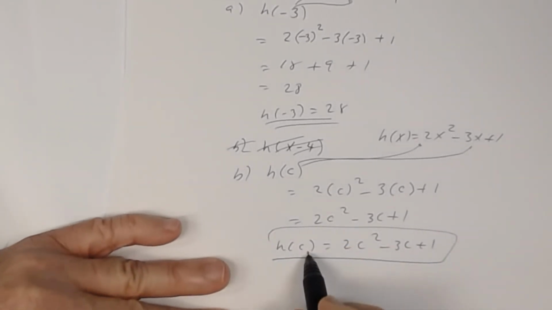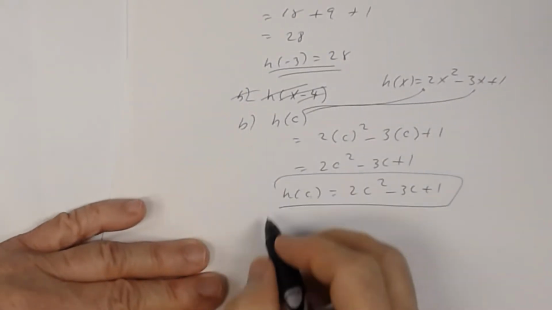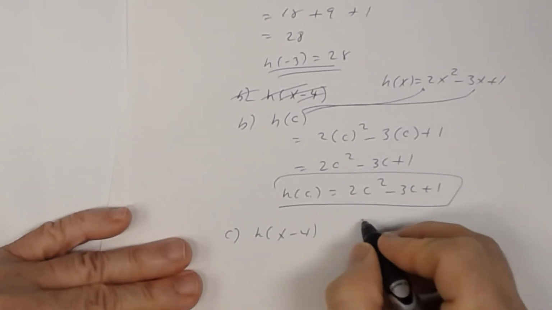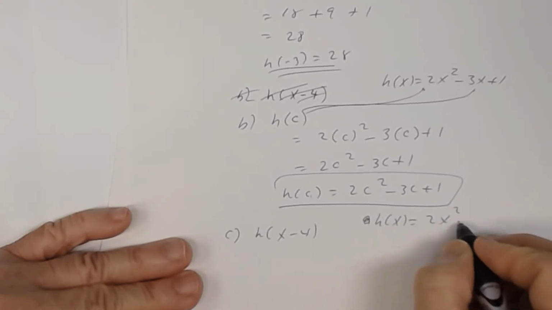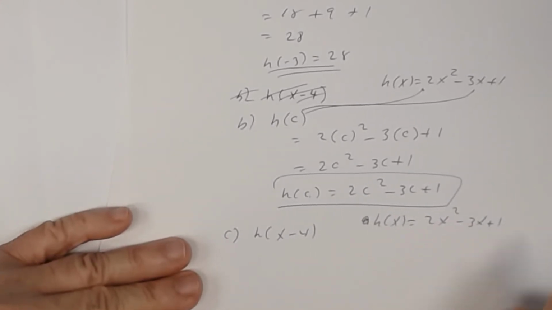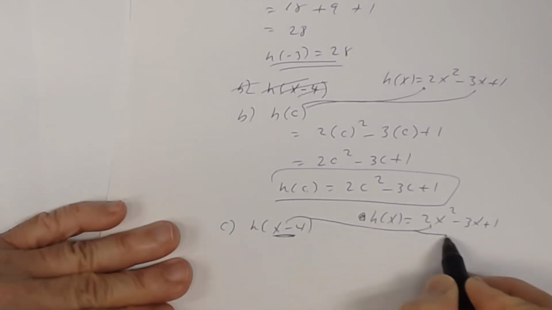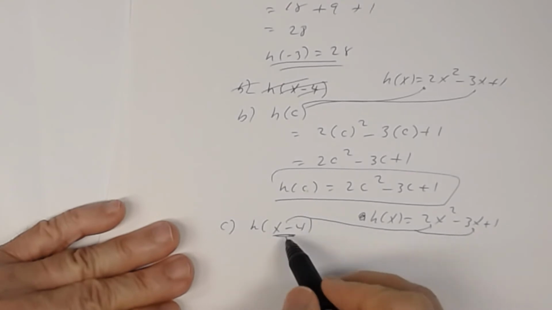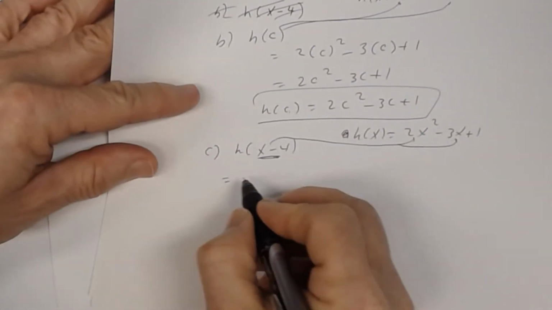All right, so notice the variable c here, you see the variable c's over here. Now let's do this one: h of x minus 4. Now I'm going to rewrite it because sometimes it helps to rewrite it, and sometimes it helps to underline and draw arrows. In place of these x's, I'm going to substitute x minus 4. So here's what we get. Watch, do it just like this.